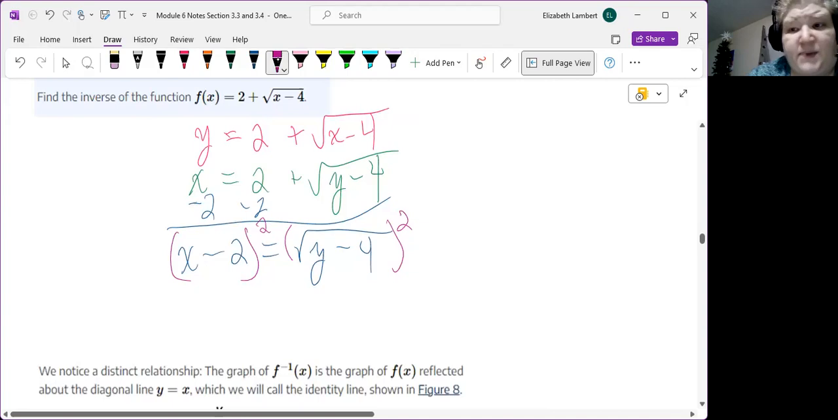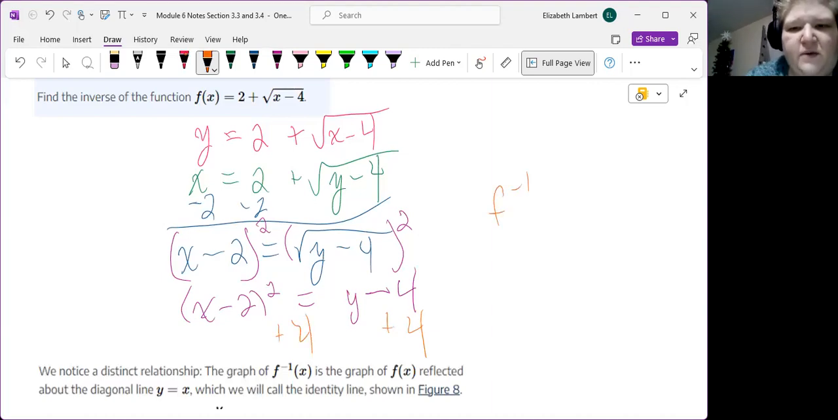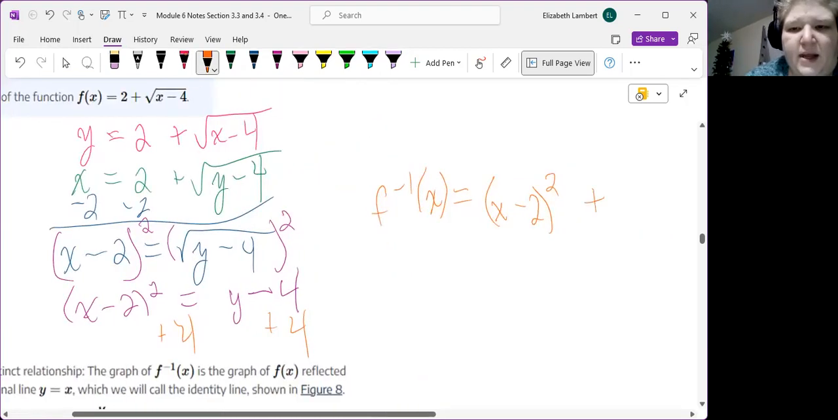All right, and I'm just going to leave it x minus 2 squared. I don't want you to multiply that out. I don't want to know what it is right now. Go figure. Digital pen, that shouldn't do anything, and yet it does. And then we just add the 4. So f inverse of x is quantity x minus 2 squared, and then a plus 4.